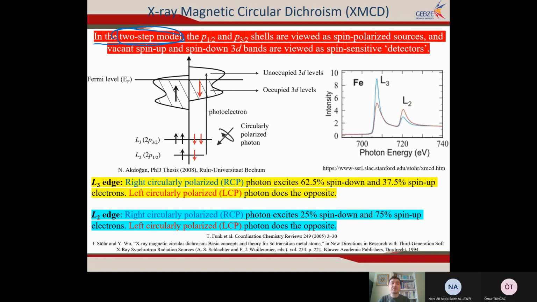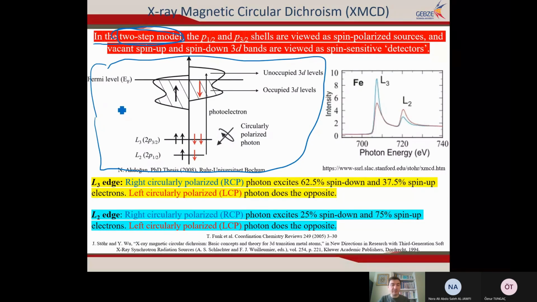Before we start the two-step model, just look at the energy levels of electrons in a ferromagnetic material. Let's say here on the left side, we have a figure. This is the 3d band structure of the 3d elements. Let's consider iron, cobalt, nickel, chromium, manganese, for example. Okay, so what we have here, we have 2p3/2 electrons in this level and 2p1/2 electrons in this level.